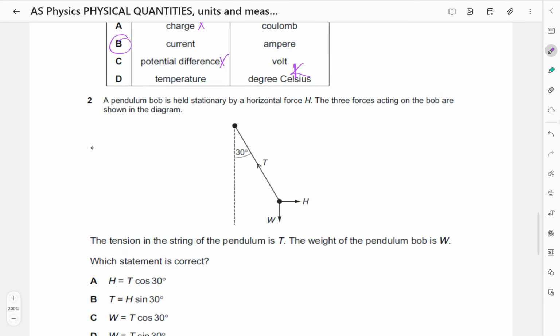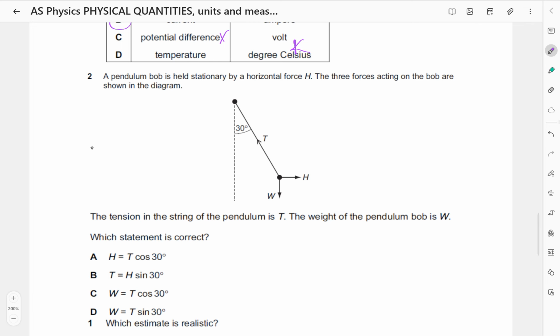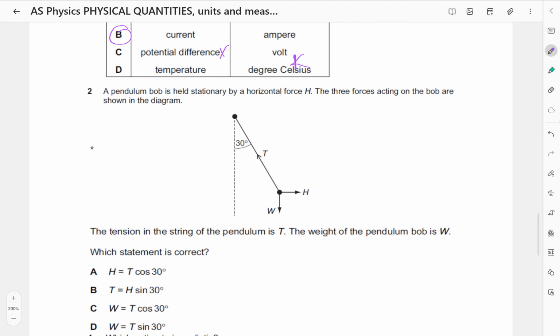A pendulum bob is held stationary by horizontal force H. The three forces acting on the bob are shown in the diagram. So these are the three forces acting on the bob. The tension in the string of the pendulum is T. The weight of the pendulum bob is W. Which statement is correct? H is equal to T cos 30.